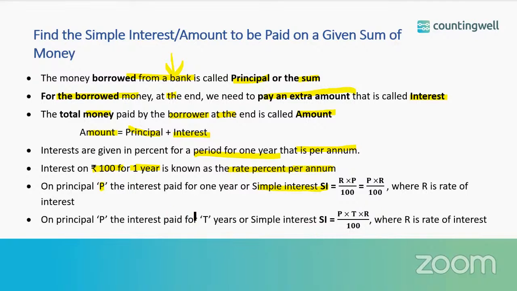On principal P, if the interest is paid for T years, you have to include T also. If it is for 1 year, the value of T will be 1. That's why we do not have T here, because it will be multiplied by 1. That is, it will be P into R upon 100 only. So simple interest will be P into T into R divided by 100, where R is the rate of interest.